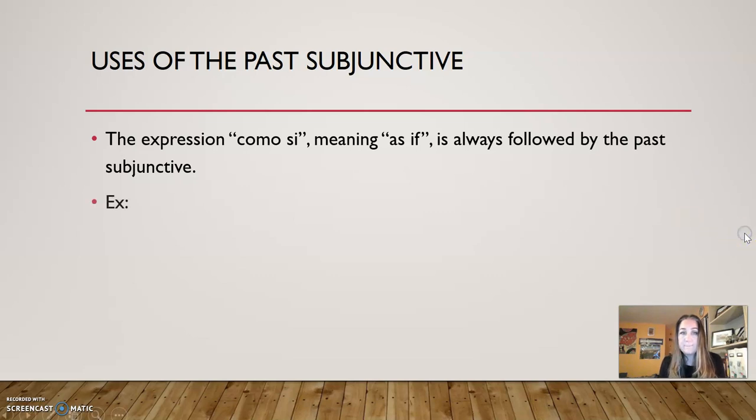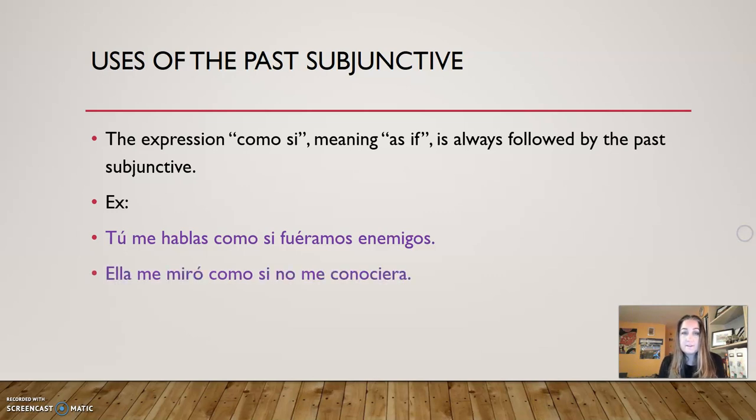Por ejemplo, tú me hablas como si fuéramos enemigos. You talk to me as if we were enemies. Ella me miró como si no me conociera. She looked at me as if she didn't know me. In both of these cases, the verb after como si is in the past subjunctive.